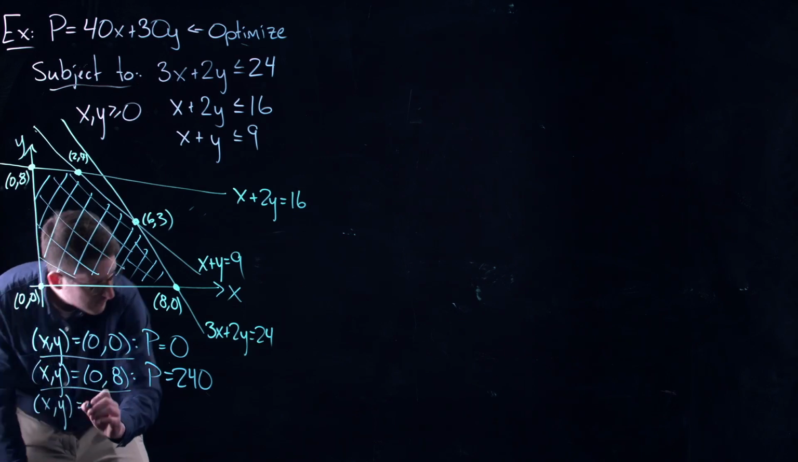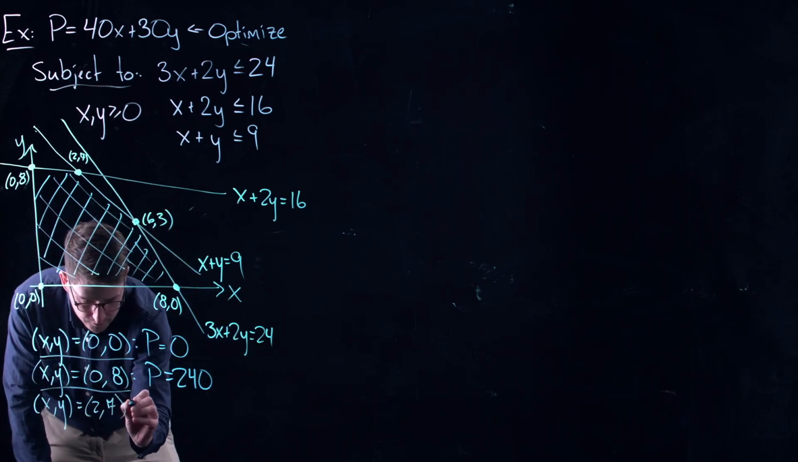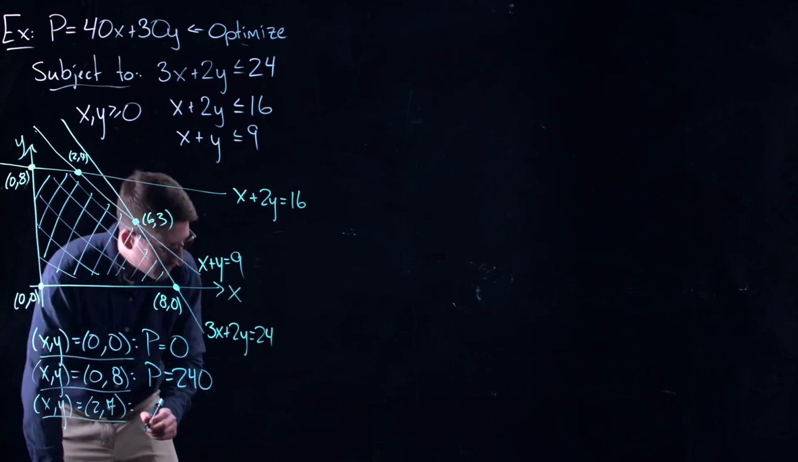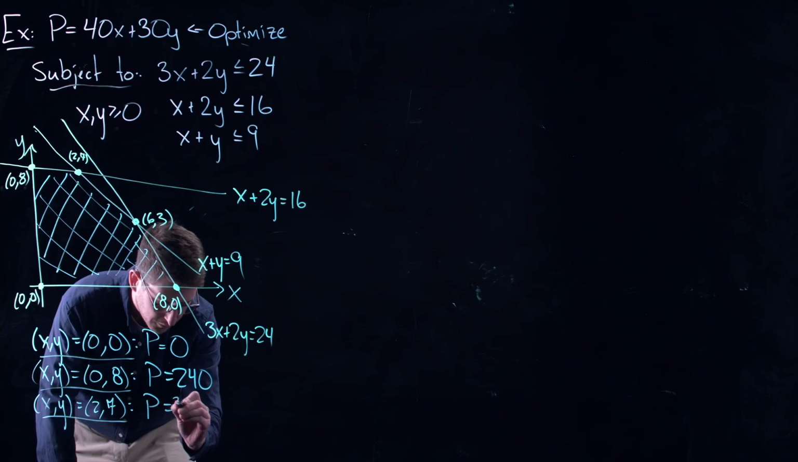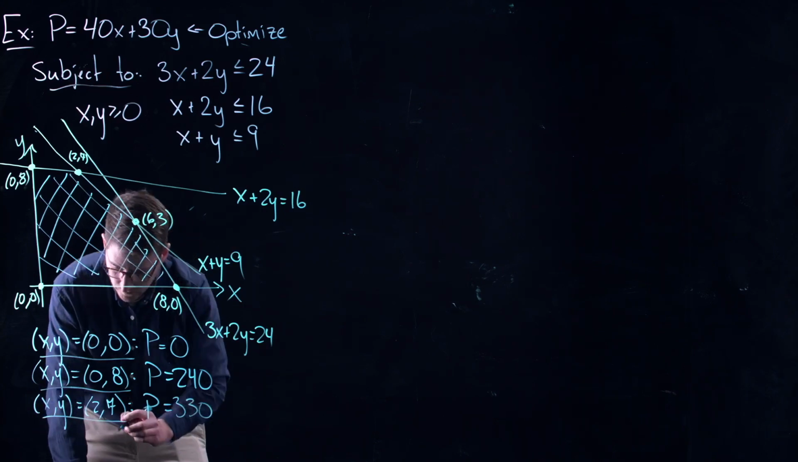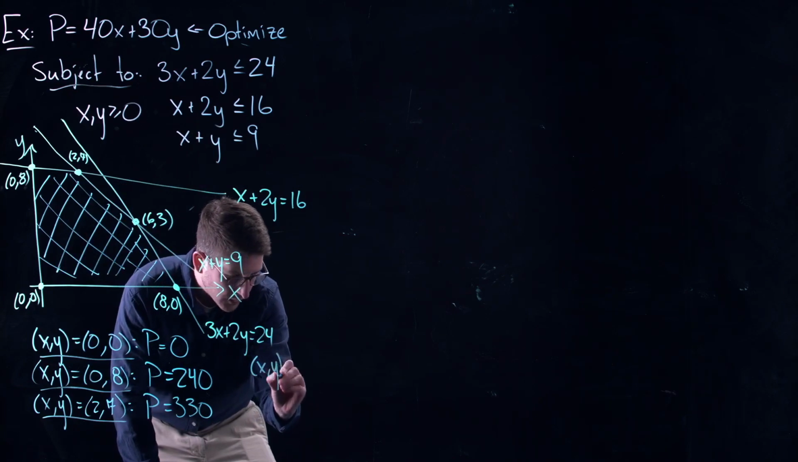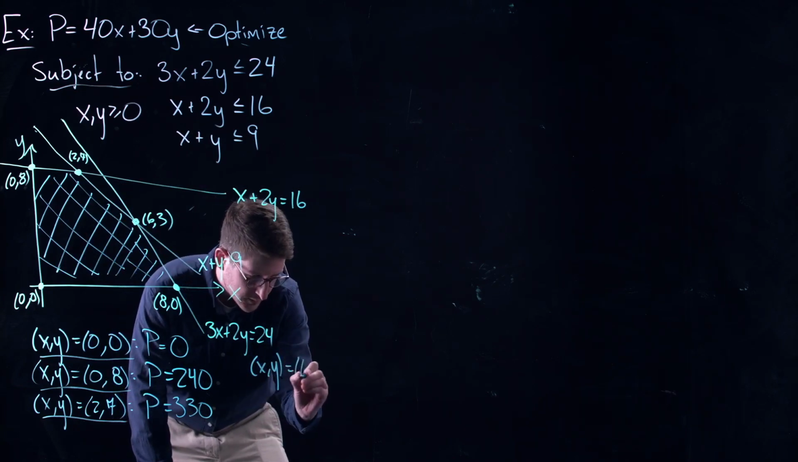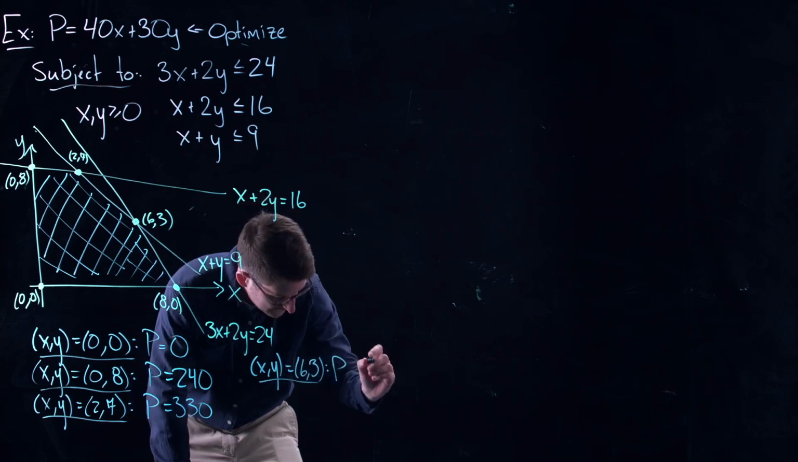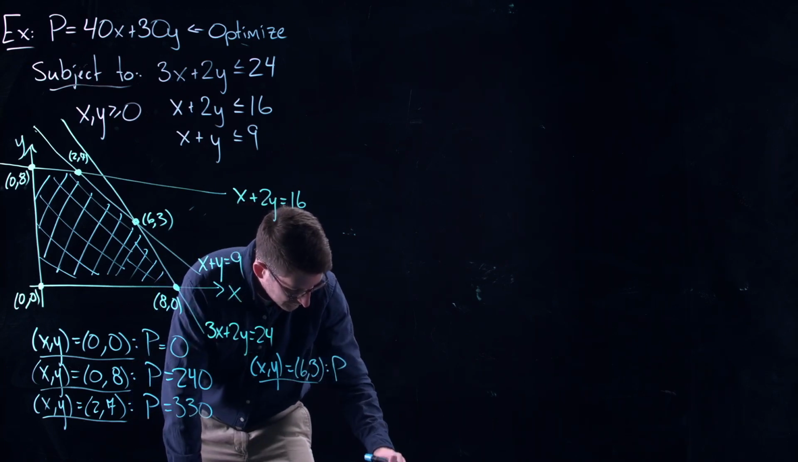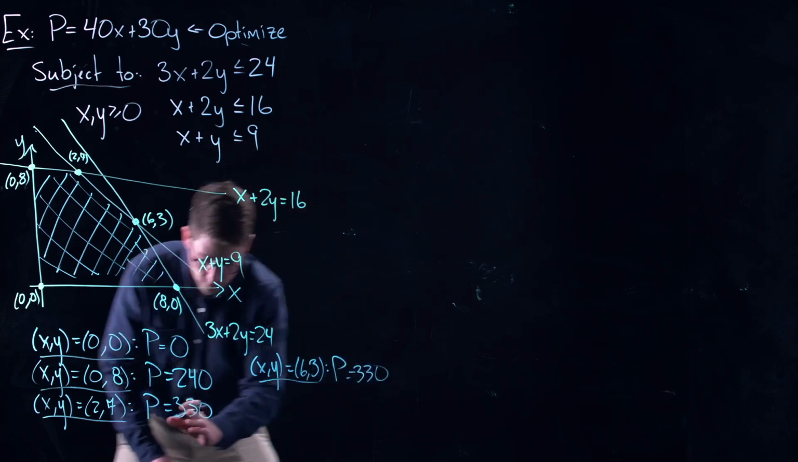x and y is equal to 2, 7. So we're going to go counterclockwise around this little simplex. In this case, my p is 330. Okay, let's do another one. x and y is equal to 6, 3. P in this case is, this is 330, pardon me, and this should be 290.